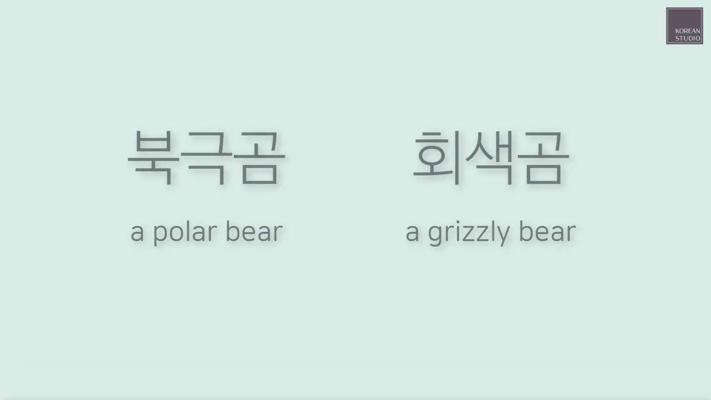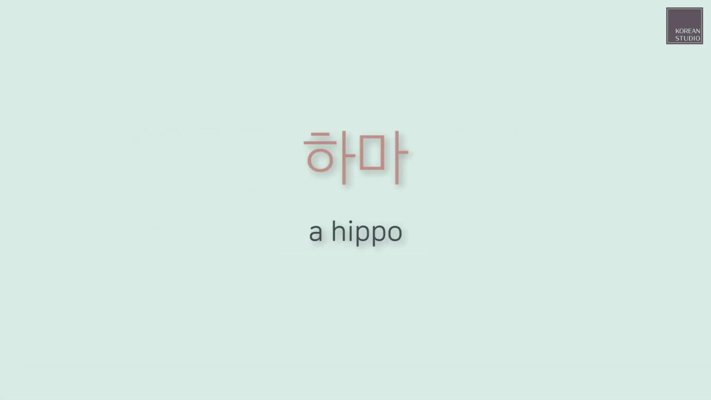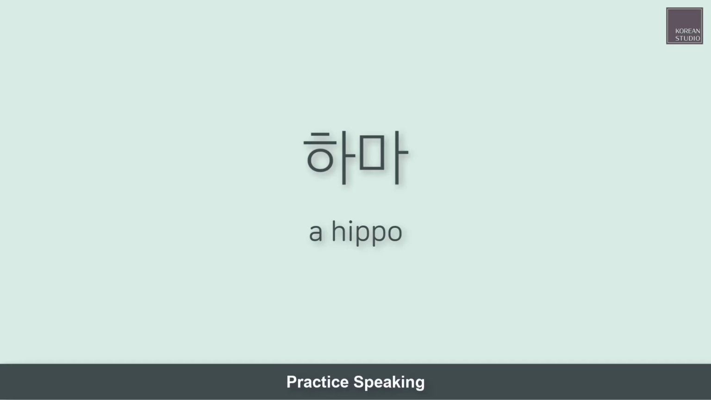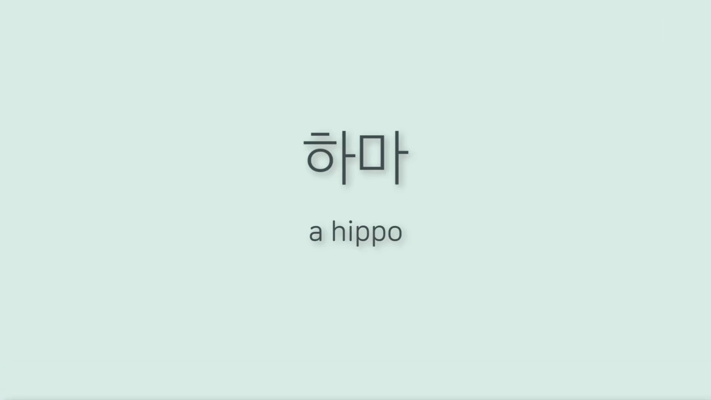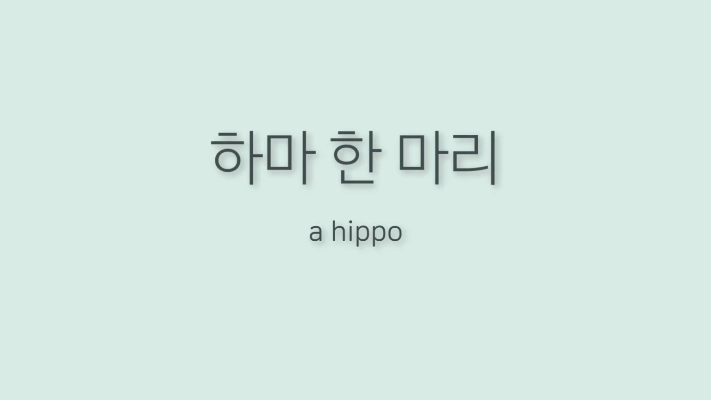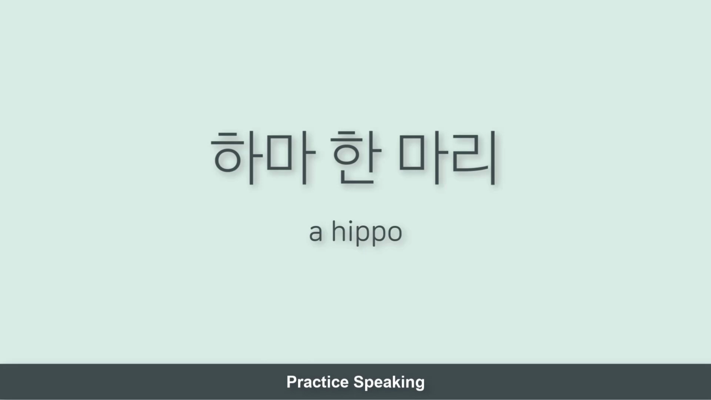Excellent job, well done. Two more animals to go, and the next animal is the hippo, and this is 하마. Let's say that together. Repeat after me. 하마. Now let's say one hippo. 하마 한 마리. Repeat after me. 하마 한 마리.